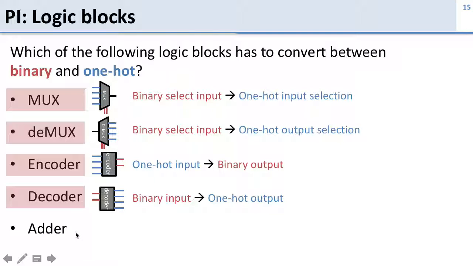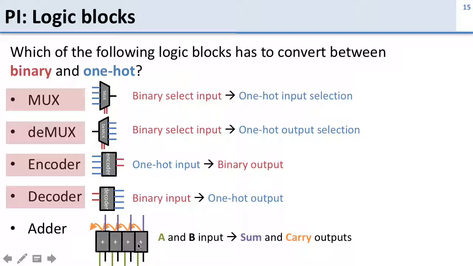How about an adder? Well, here's our typical adder circuit, and we notice it has two inputs and two outputs here. And what it's doing is taking A and B as the input, adding them up and generating a sum output and a carry output. And if we want to have a bigger adder, we put that carry output into the carry input on the next one, and we chain the adders together. But there's nothing in here that's taking a binary value and converting it to a one hot value.